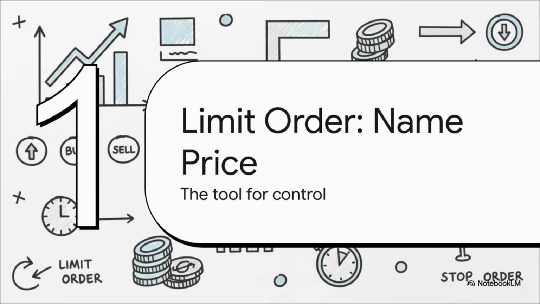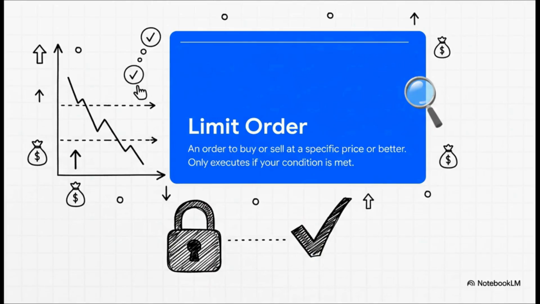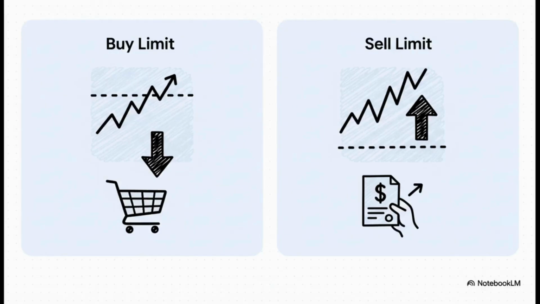Well, for that, you need a completely different tool, the limit order. This one is all about control. With a limit order, you get to name your price. You're telling the market, look, I will only buy this stock if it drops to my price, or I'm only selling if it climbs to my price. The trade just plain won't happen unless your condition is met. Now, this is where people sometimes get tripped up, so let's be crystal clear. When you set a buy limit, you are setting the absolute maximum price you are willing to pay. For a sell limit, you're setting the absolute minimum price you'll accept. In either case, you're making sure you get your price, or maybe even a better one.